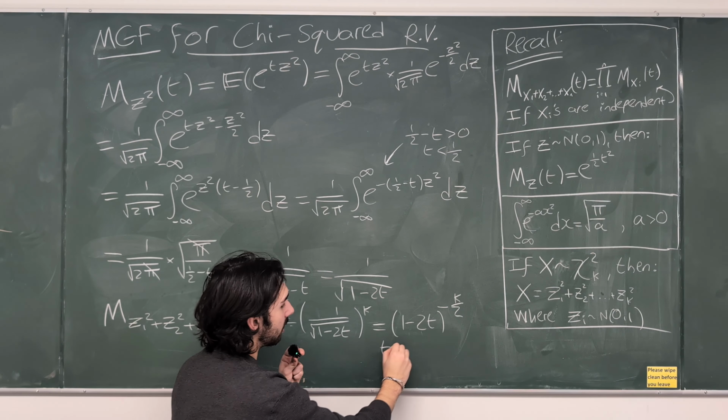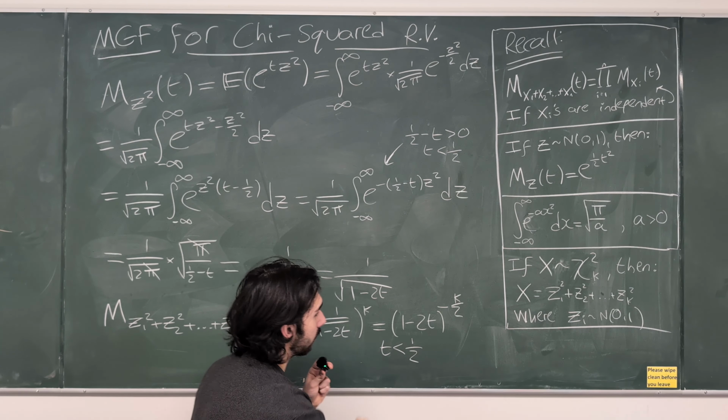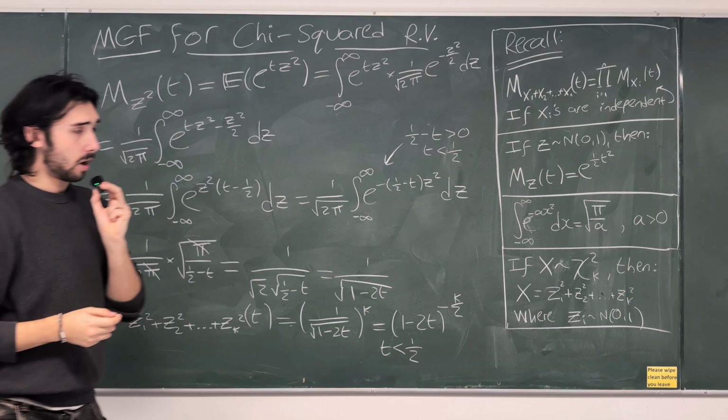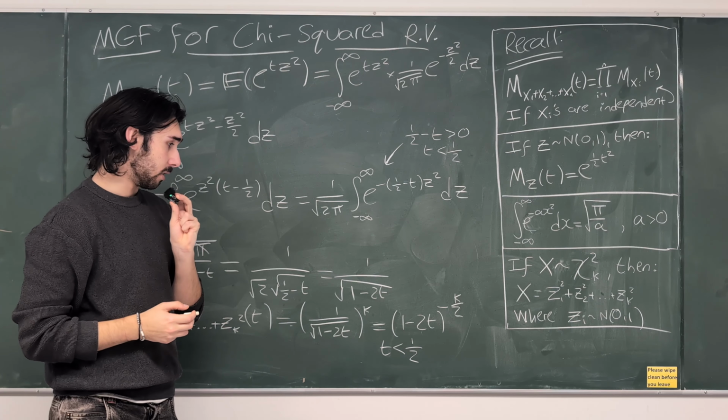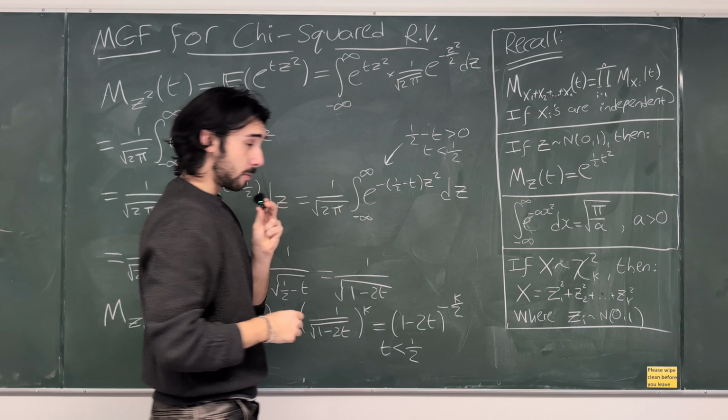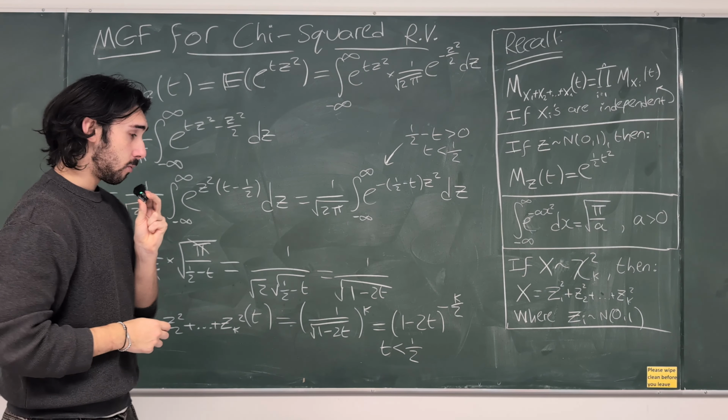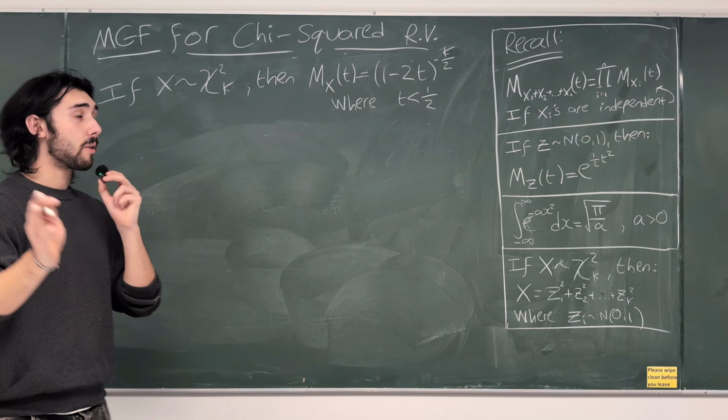And the domain of this is when t is less than a half, okay, because of this condition that we needed in order for the integral to actually converge. So this here is our moment generating function for a chi-squared random variable. I'm just going to write that down for us. And there it is, the final result.